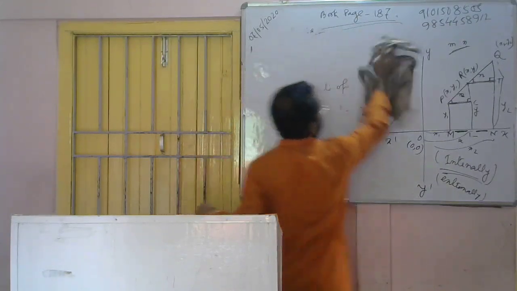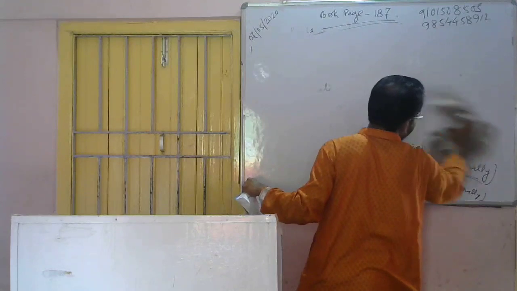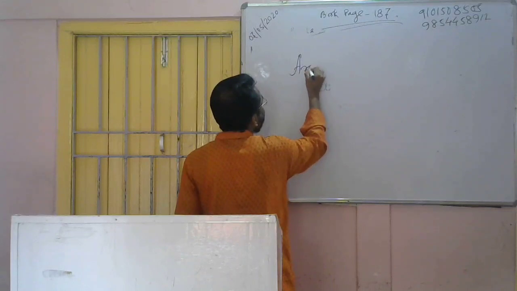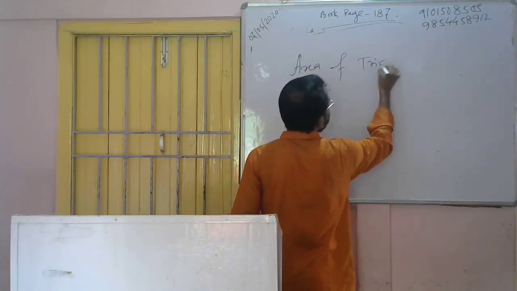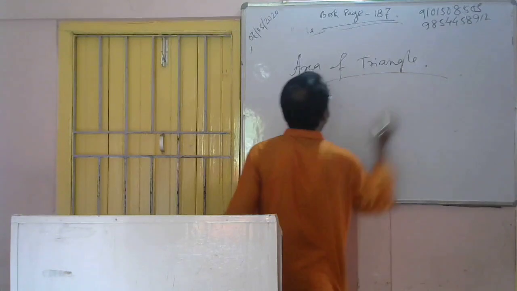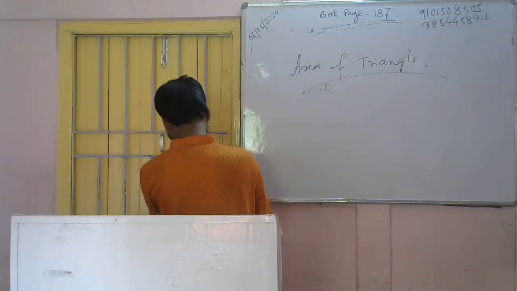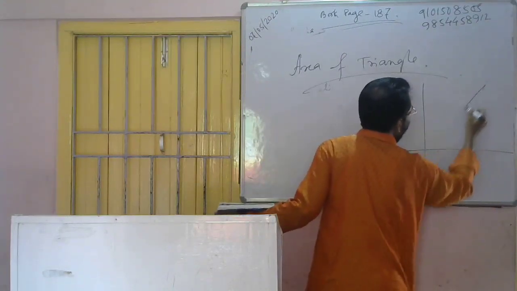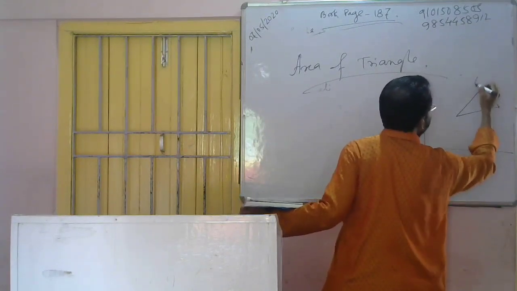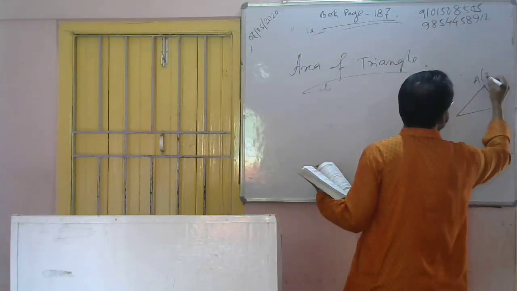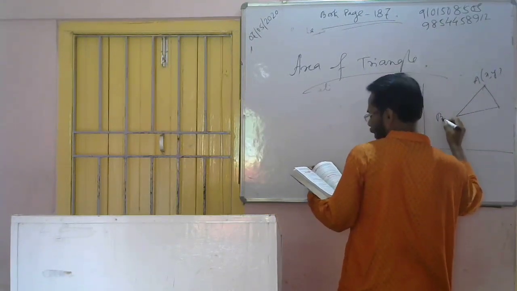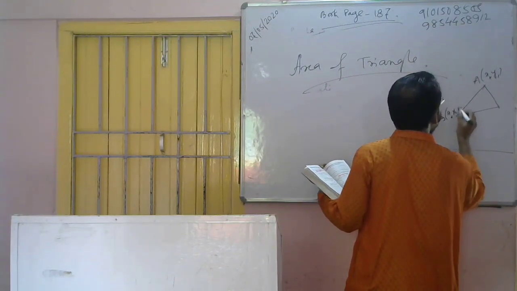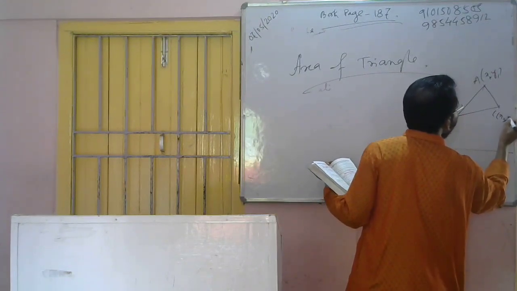Now I am writing this formula, and you note it down: this one is the area of triangle. These are the main concepts of this chapter, coordinate geometry, and the area of a triangle is very simple. We draw a triangle ABC, with vertices A (x1, y1), B (x2, y2) and C (x3, y3).